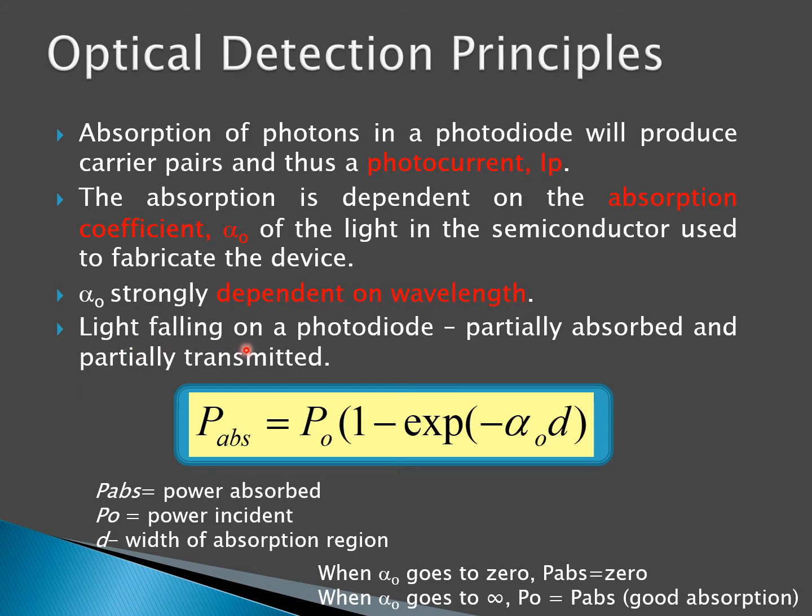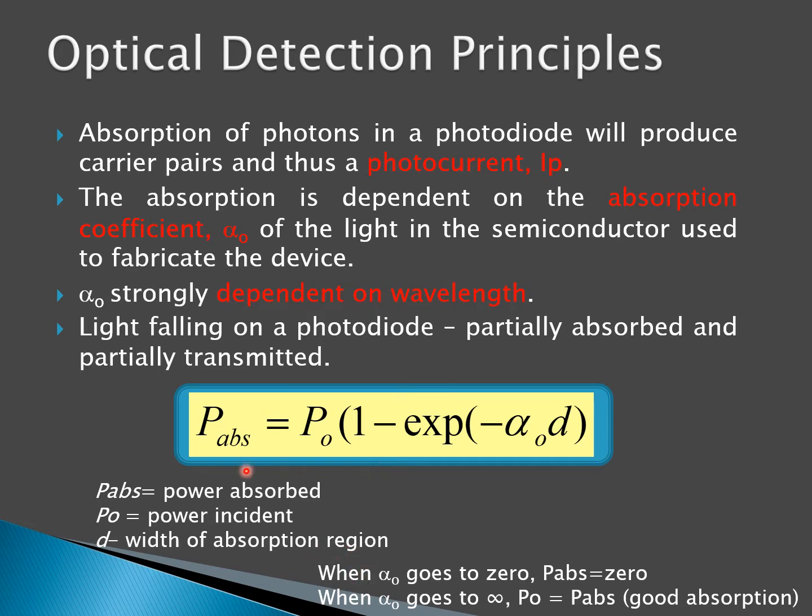Light falling on a photodiode is partially absorbed and partially transmitted. Only the absorbed photon will be converted into photocurrent. The transmitted photon is actually a loss to us. So Px, which is the power absorbed, is equal to power incident times 1 minus exponential negative alpha naught d. Alpha naught is our absorption coefficient and d is the width of the absorption region.